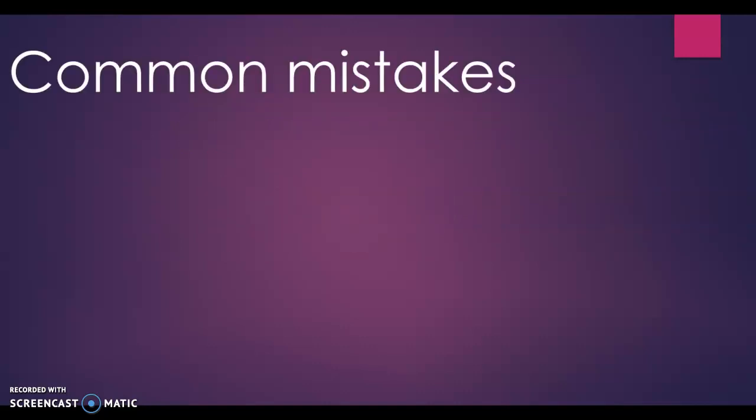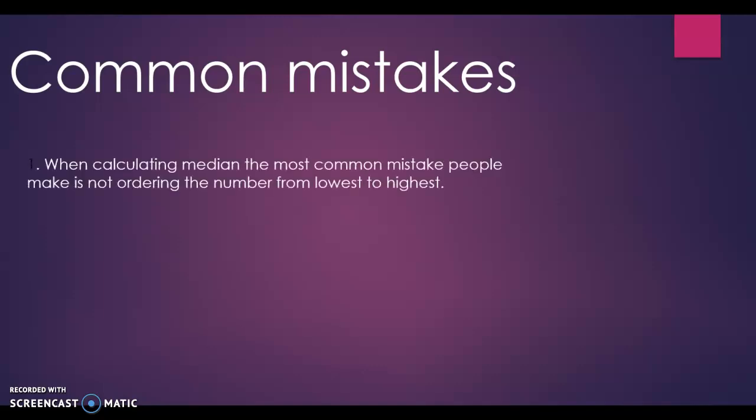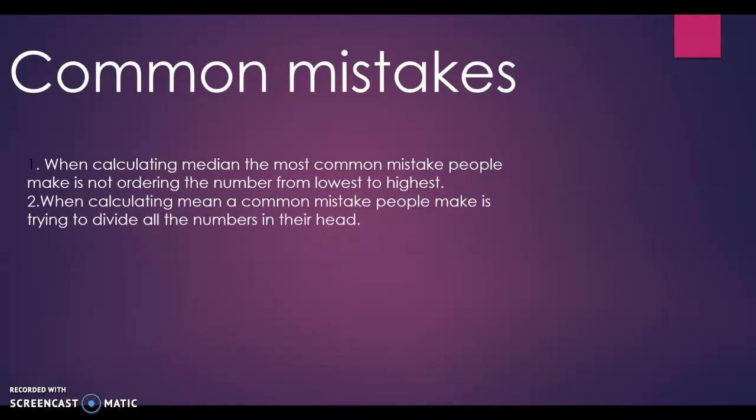Next are 2 common mistakes people make when they do mean, median, mode. The first one is when calculating median, the most common mistake people make is not ordering the numbers from lowest to highest. And the next one is when calculating mean, a common mistake people make is trying to divide all the numbers in their head.